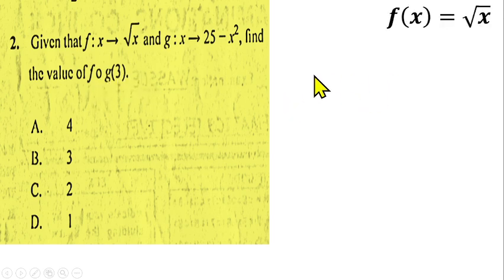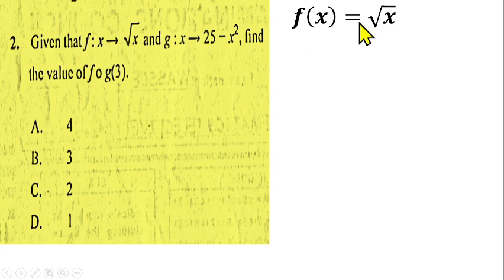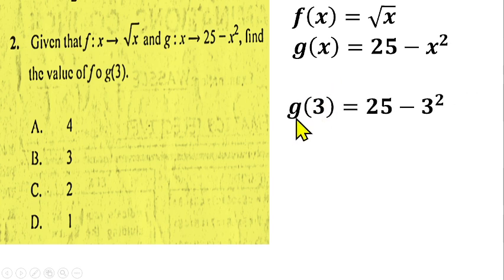Like I said, it's from function. We are given f of x to be Surd x, and g of x to be 25 minus x squared. The first thing to do is to find the value of g of 3, because this is a composite function, a function within another function. So you need to find g of 3, then whatever you get, you put that in f of x.